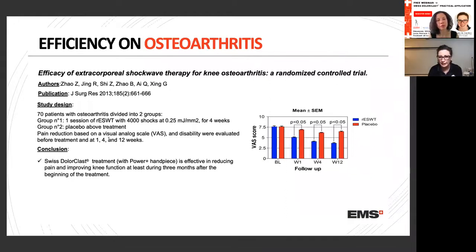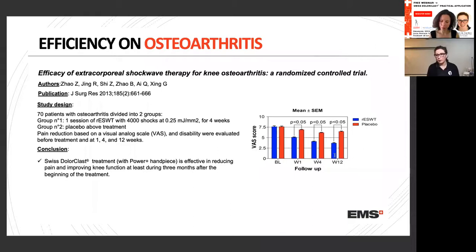You can have a look here at week 12, and you can see the pain is still decreasing. So we know that function, at least, improved, and we know they used a power handle with this study. That's what I'm going to be using tonight as well. It basically showed us it's effective in reducing pain and improving knee function, at least during 3 months after the beginning of the treatment.